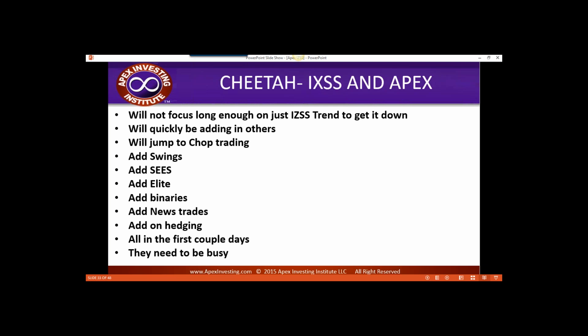Sharpshooter, Eyes on Trend, Eyes on Swing, Seize, Apex Elite, binaries, learn how the binaries work, 5-minute binaries, hedging, iron condors, learn spreads. No. That's going to take a long time to learn all those. But somehow you have it in your head that you have to do all of those, and you've got to know all of those before you can start trading one of those.